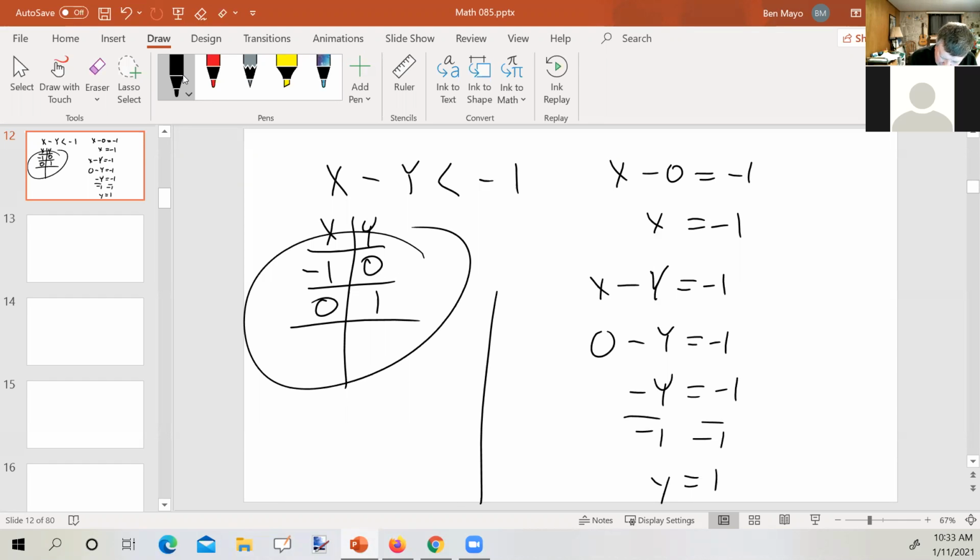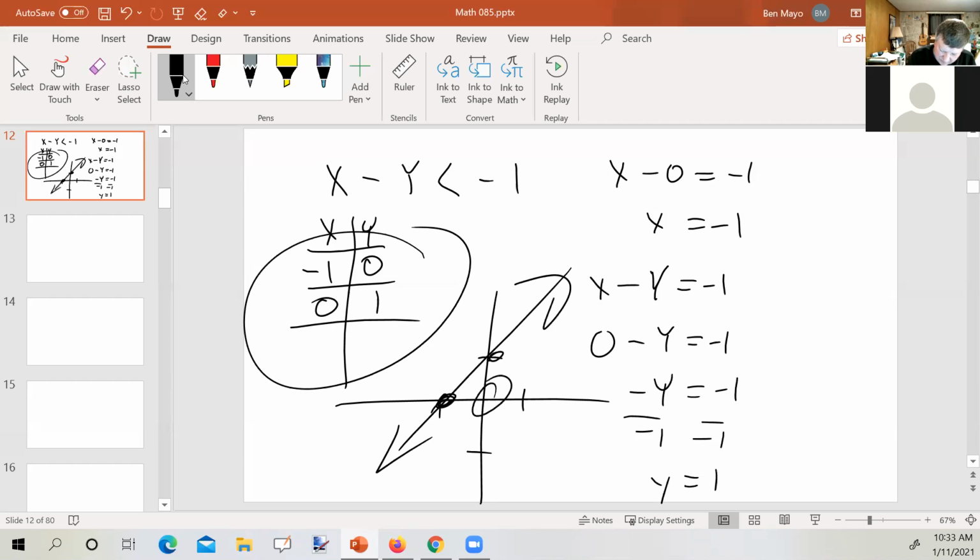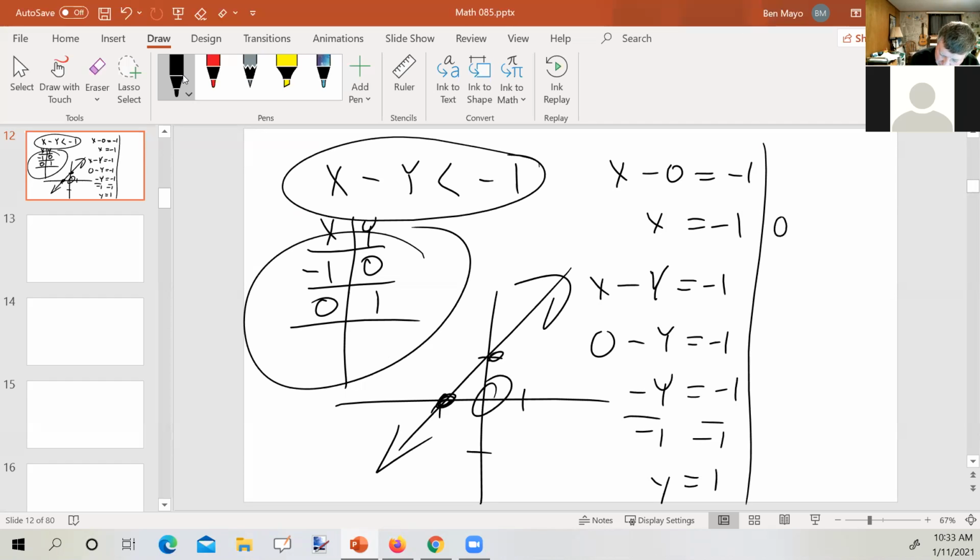Let's see, if I graph that just roughly here, -1, 0 is here, and 0, 1 is there. So 0, 0 is not on the line. Let's find out if 0, 0 would be a solution or not. So I'm going to put 0 in for x and 0 in for y. And I get 0 is less than -1. 0 is not less than -1, so it wouldn't be here, it would be over on this side of the graph.